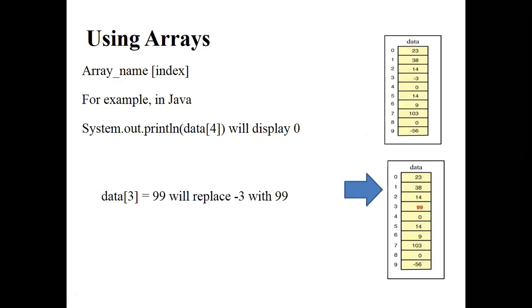So to use an array, first you have to write the array name, and then in square brackets you have to write the index. For example, if you are using the Java language, then you have to use this syntax for the specific array. And if you want to replace the data at slot number 3, in the first example we have -3, however we replace it with 99, like here in this one.